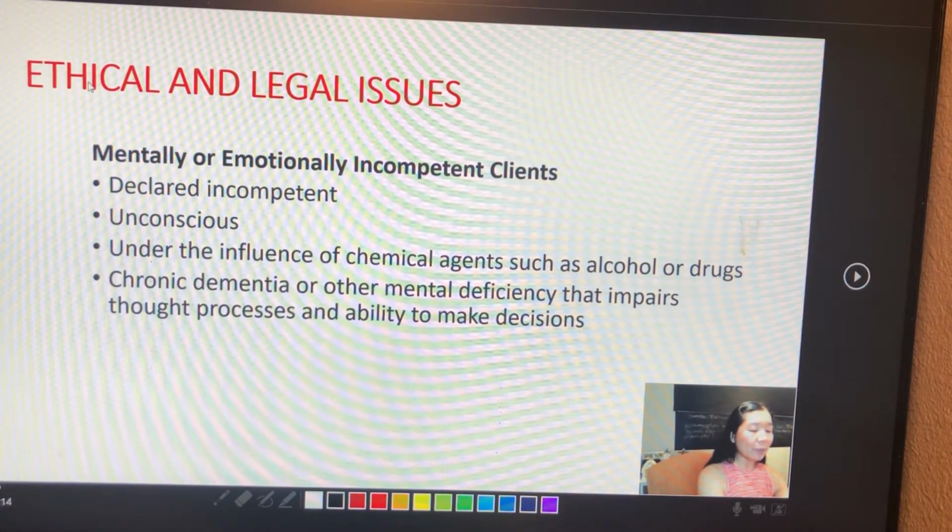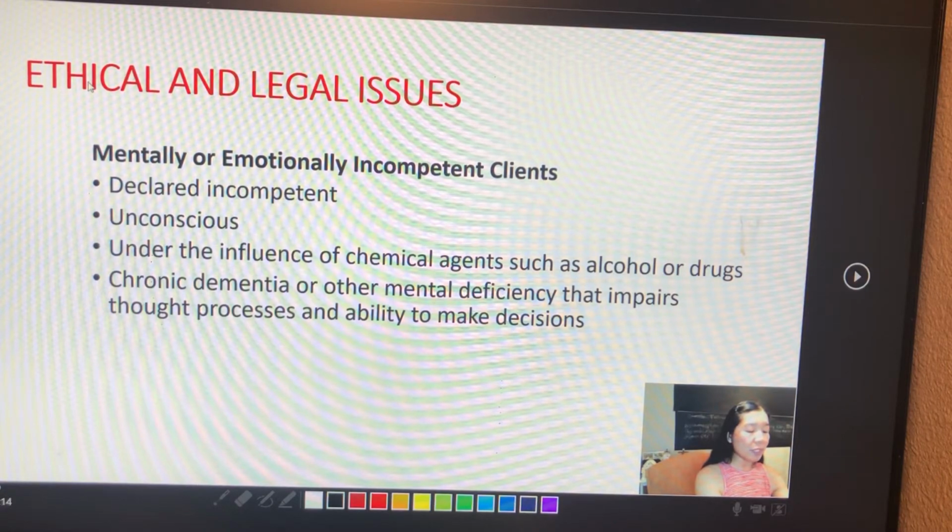And who are those mentally or emotionally incompetent clients? Those are declared incompetent, unconscious, under the influence of chemical agents such as alcohol or drugs. Those who have chronic dementia or other mental deficiency that impairs thought processes and ability to make decisions. In most states, when the nurse is involved in the informed consent process, the nurse is witnessing only the signature of the client on the informed consent form.